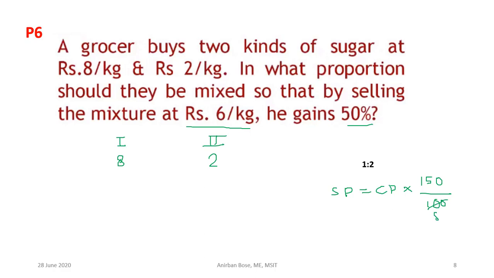So cost price will be equal to sell price into 2 by 3. Now what is the sell price given? That is 6. So this SP is basically 6. If you do this, cost price comes to 4. So if the cost price is 4, you just write 4, take the difference 2, take the difference 4. So what is the ratio? 1:2. Okay, so this is the answer.